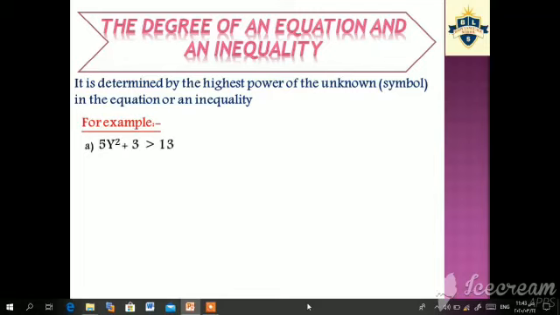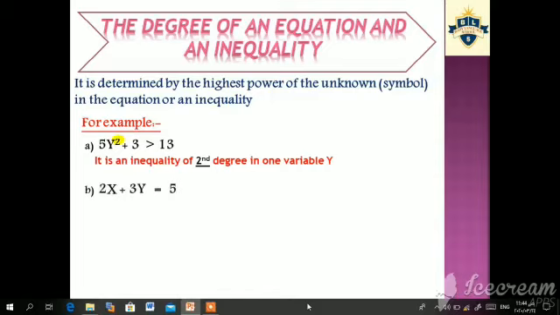This is an inequality. What is the variable of this inequality? It is y. What is the power of y? It is 2. So, the degree is second degree. It's an inequality of second degree in one variable y. Letter B, we have 2x plus 3y equal 5. This equation has two variables x and y. What is the power of x? It is 1, and the power of y is 1. So the degree is first degree.